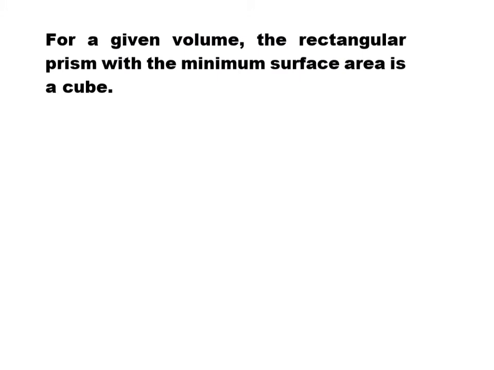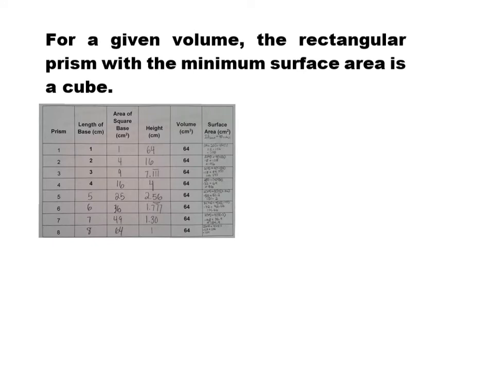Based on the handout that you received and should have completed, entitled 9.3 and 9.4 Square-Based Prism Optimal Measures, you should have discovered that for a given volume, the rectangular prism with the minimum surface area is a cube. In the handout, you had to complete the chart that you can see here. Some of you had some difficulty with this, so I'll quickly go over how to complete the chart.